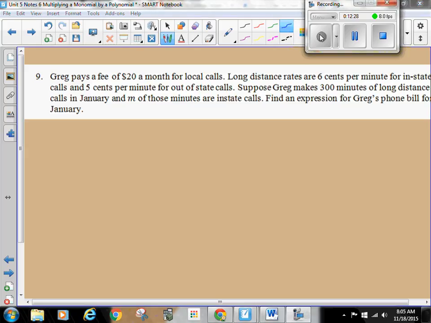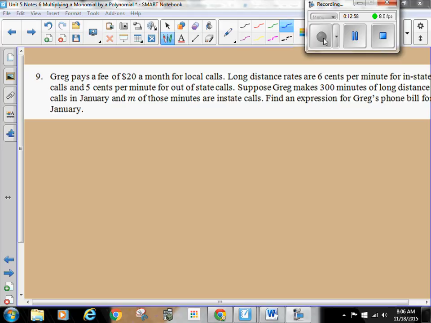All right, ladies and gentlemen, with this one we are going to use a system to get us started. Greg pays a fee of $20 a month for local calls. Long distance rates are 6 cents per minute for in-state calls and 5 cents per minute for out-of-state calls. Suppose Greg makes 300 minutes of long distance calls in January. M of those minutes are in-state calls. Find an expression for Greg's phone bill for January.